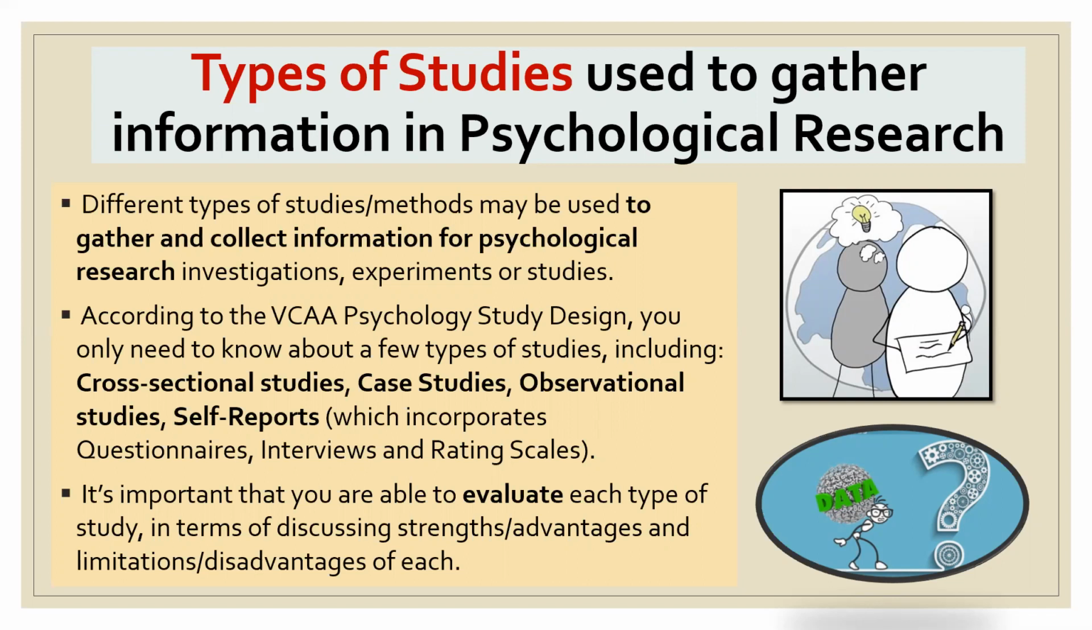So according to the VCAA study design, there are obviously many different types of studies that we could use, but VCAA only specifies a few types. Okay, so the first one is cross-sectional studies, case studies, observational studies, and self-reports. And within self-reports, you've got questionnaires, interviews, and rating scales, which we'll look at today. So these four types of other studies actually help us to obtain the results that we need when we conduct an experiment. And a lot of the time, a psychology researcher who's conducting an experiment or an investigation will use one or more of these approaches to obtain information.